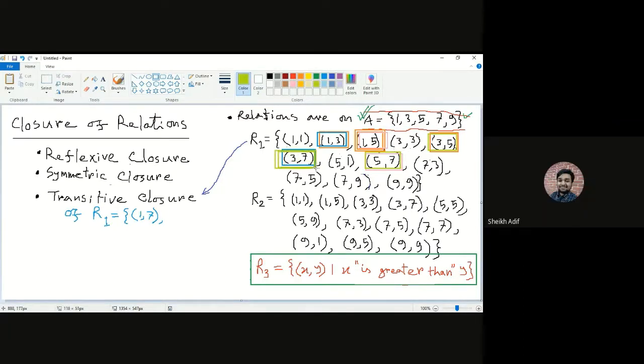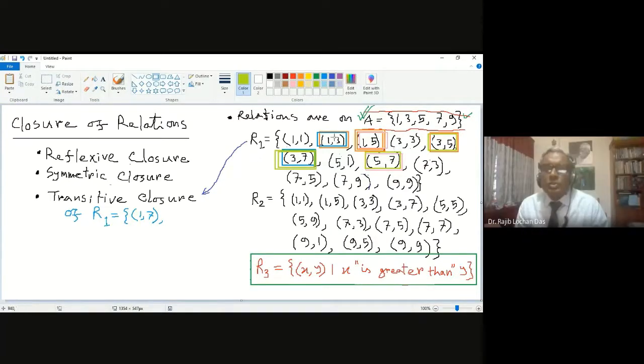Sir, there is one: (3,5) and (5,1). We need (3,1), which is not present. Yes. So another example, (3,5) and (5,1). So we need (3,1). It is not available, so we will include this in the closure set. That is, we need (1,7) and also (3,1), right? And in the same way, you will look for others. So that will be the transitive closure of R1.